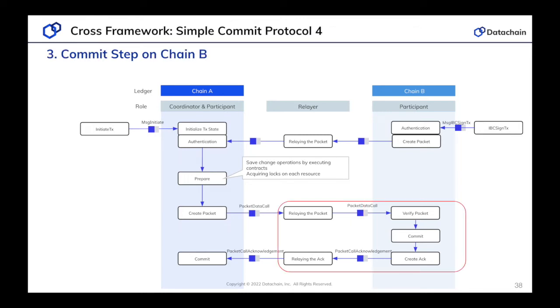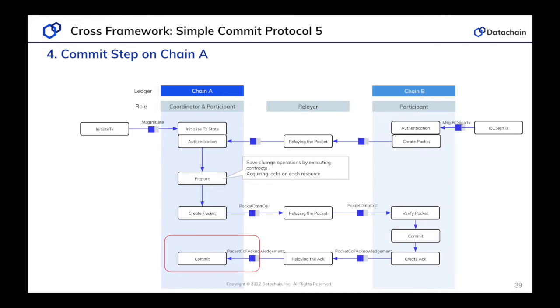Next, commit step on chain B. Chain B receives the packet and executes the contract function. If execution succeeded, commit is performed, then it sets OK to packet status and sends it to chain A. If the execution fails, abort is performed, then set fail to packet status.